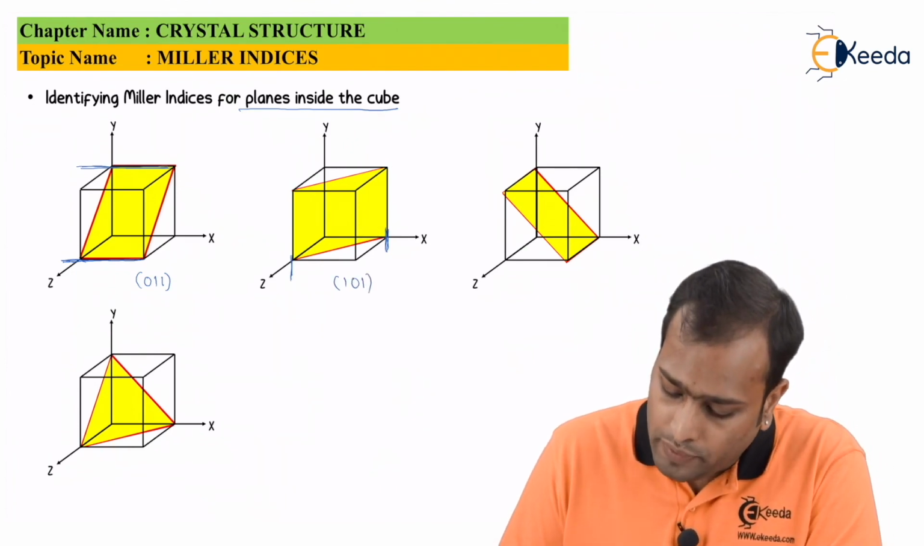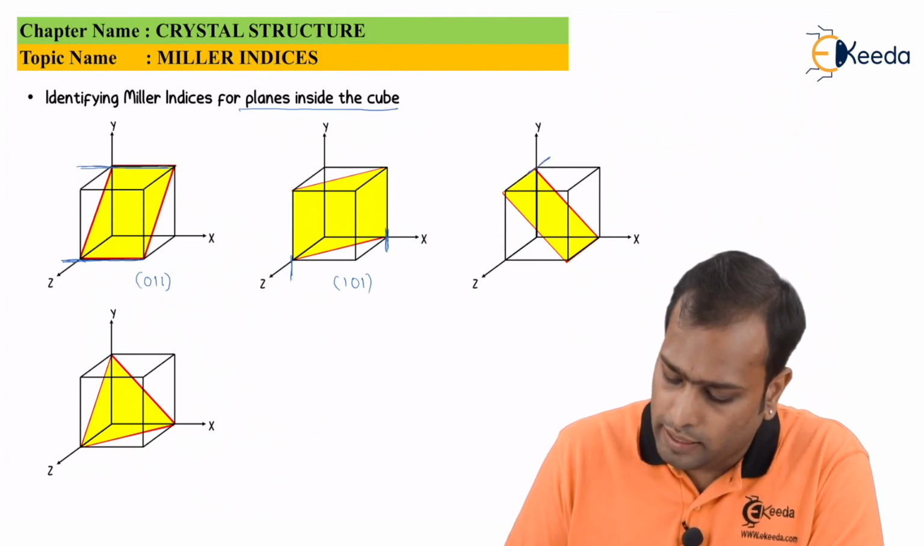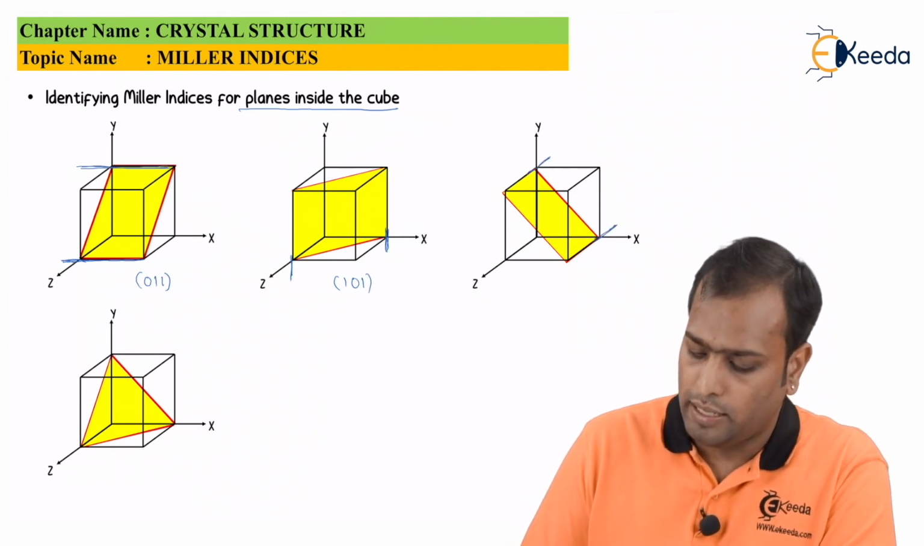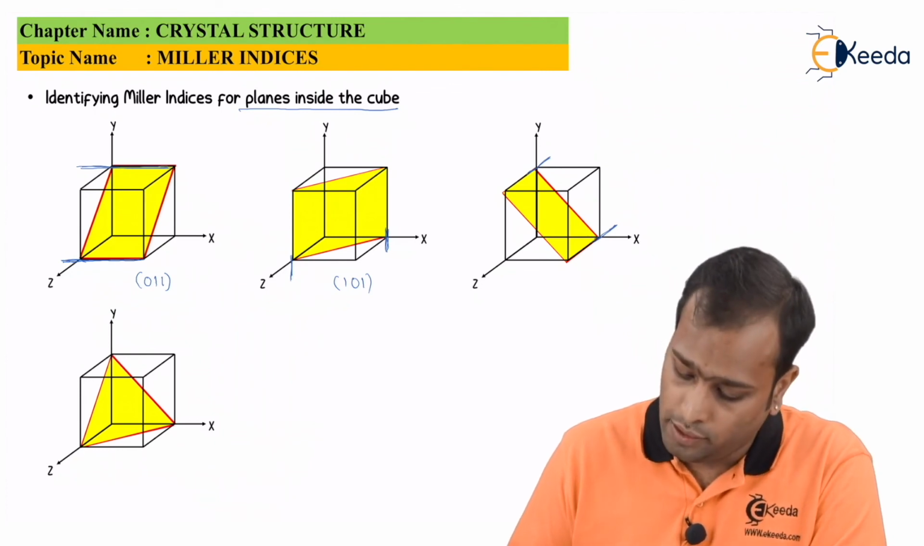Look at this example. This plane cuts the y-axis. This plane cuts the x-axis. This plane does no harm to the z-axis. So it is 1, 1, 0.